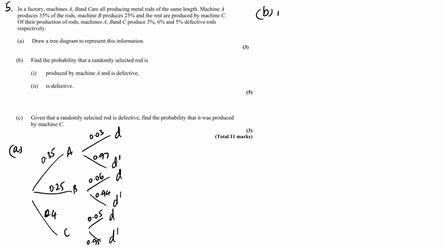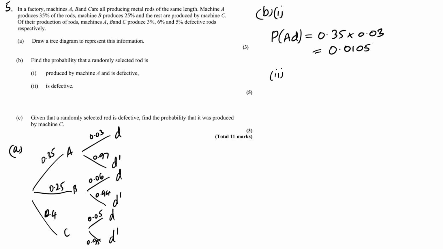Now, let's look at part B. Find the probability that a randomly selected rod is produced by machine A and is defective. So A and defective, so AD, that's what we're looking at. So 0.35 times 0.03. So that's 0.0105.